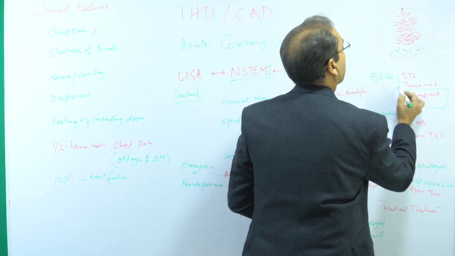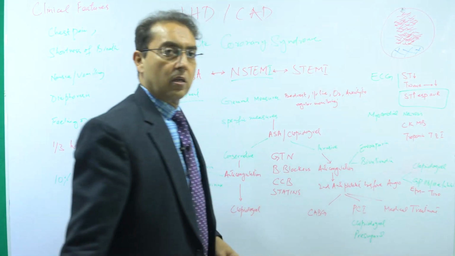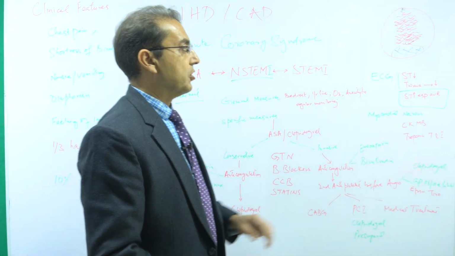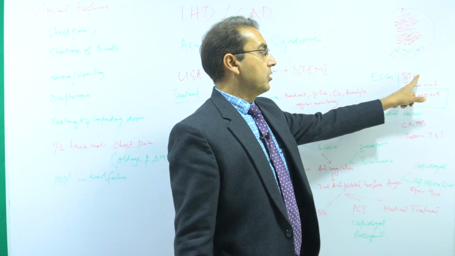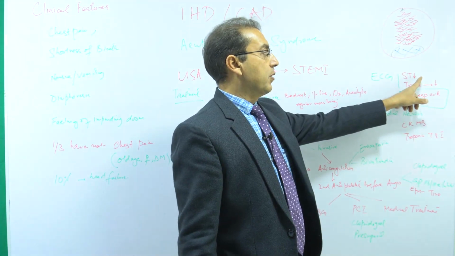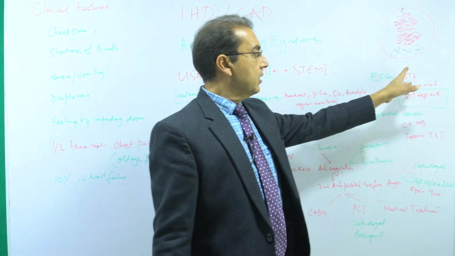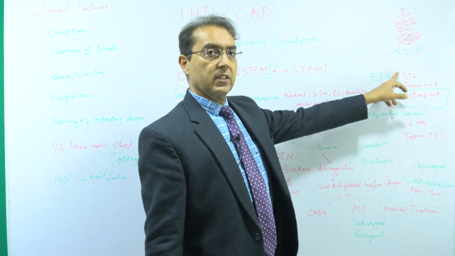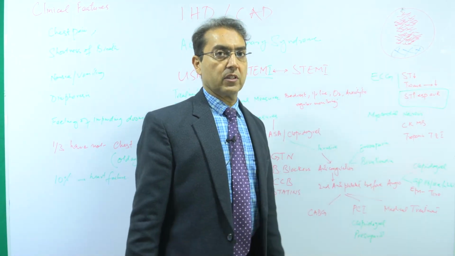So in this section, we are going to discuss only non-ST elevation MI. So ECG in non-ST elevation MI shows T-wave inversion or T-wave flattening, and there may be ST segment depression. Another important thing is that if you monitor this patient and there is a dynamic change in ST segment and T waves, this is very, very significant.